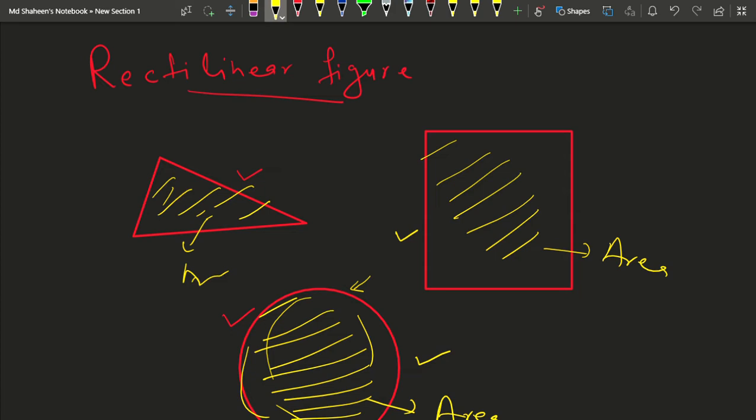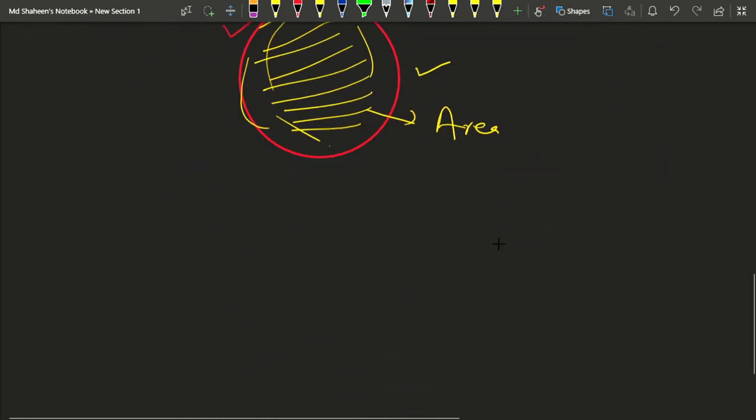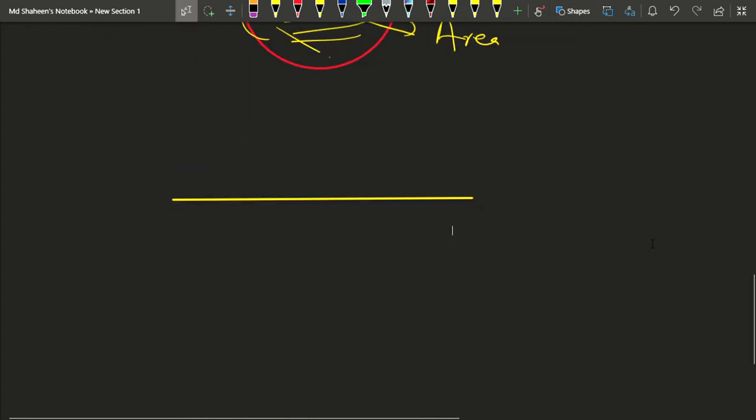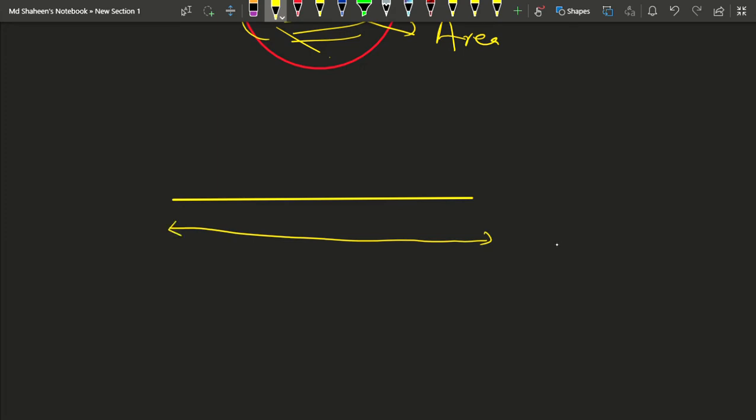Now see, a line segment has only one dimension, which is its length. There is no breadth in a line segment. It is a one dimensional figure, so its size is measured in length. How will you measure length? Say this is a line segment. You will measure its length from this side up to here, like 10 centimeter, 5 centimeter. So it has only one dimension, which is its length.